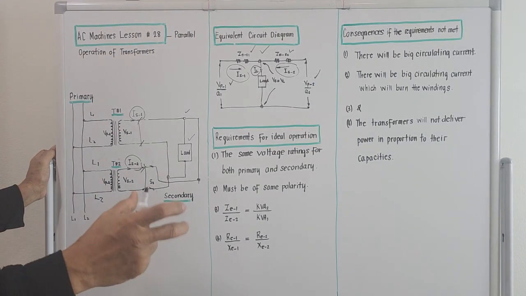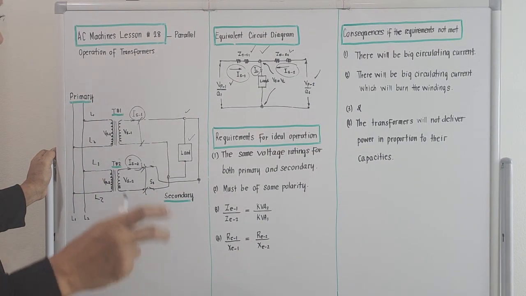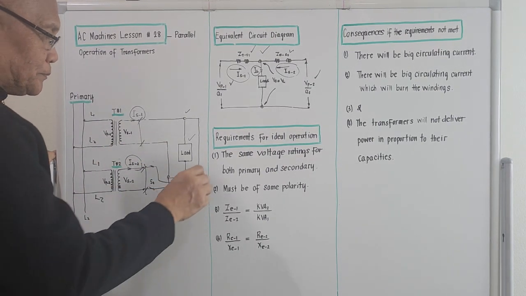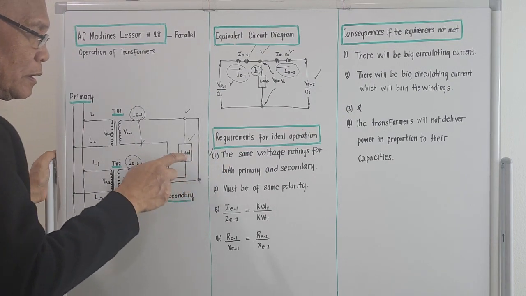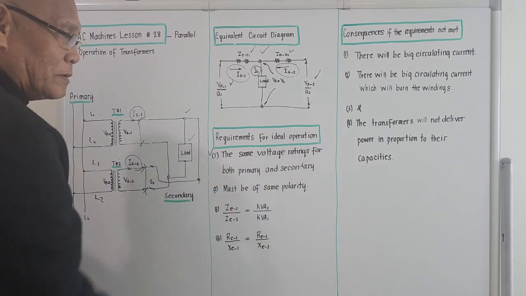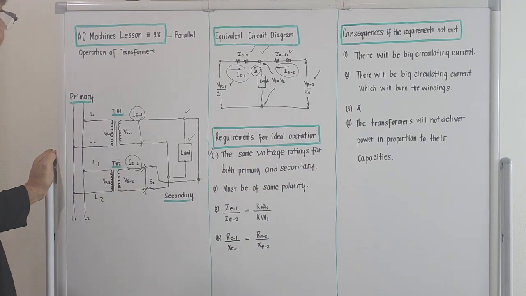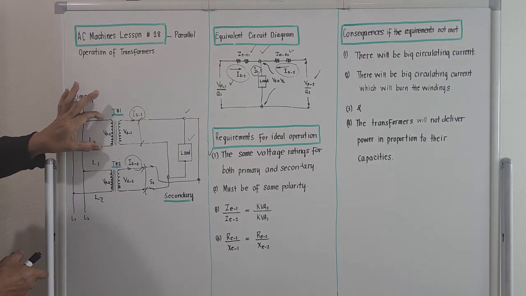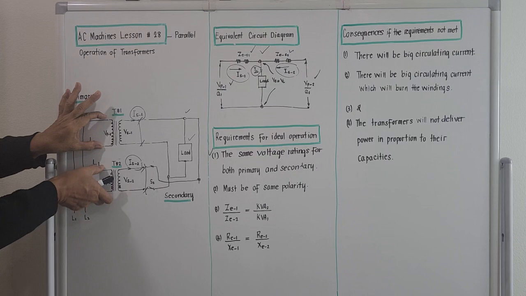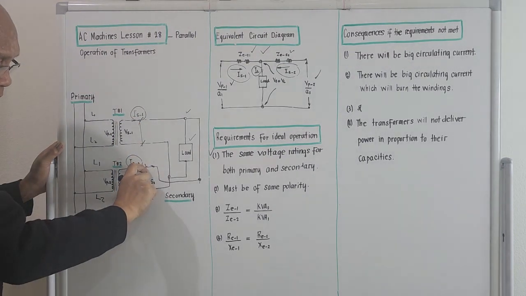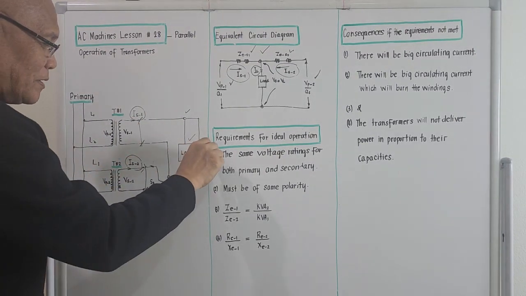Let's try to bring out the requirements for ideal operation. This is very important. Number 1: the same voltage ratings for both the primary and secondary. That's very ideal, right? Meaning to say, the primary voltage of the first transformer should be equal to the primary voltage of the second transformer, and so with the secondary. That's the meaning of this one.